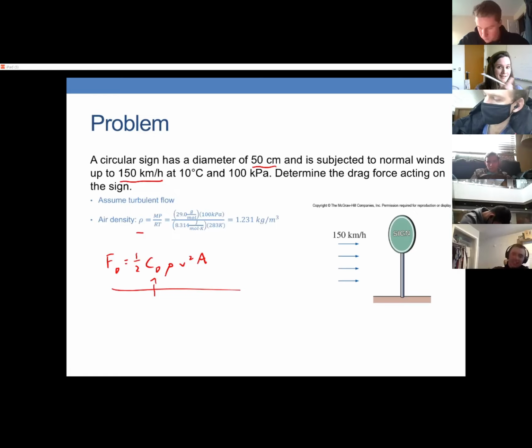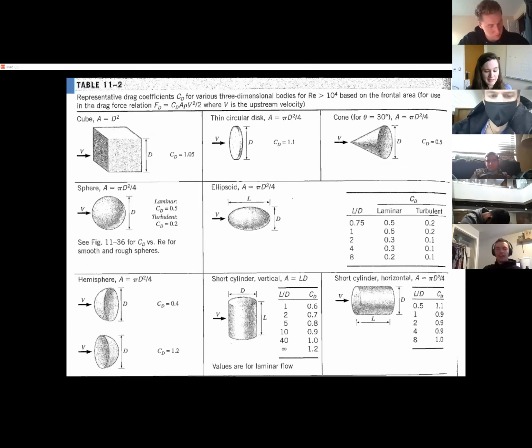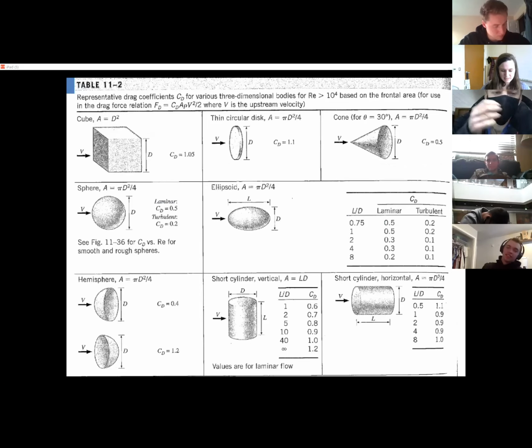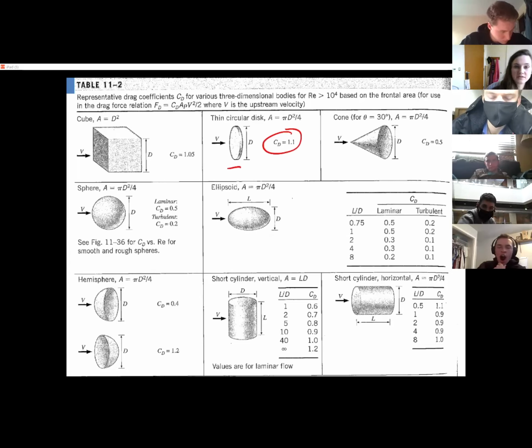So I will look at that table, as I said, that's in the book, and I put it on Learning Suite for you. Like, here we go. This table, this is just part of it. And that sign, what shape is that sign most like on this page? Circular disc. This thin circular disc. So I'm going to take the drag coefficient to be 1.1, which I can do because I'm assuming turbulent flow.